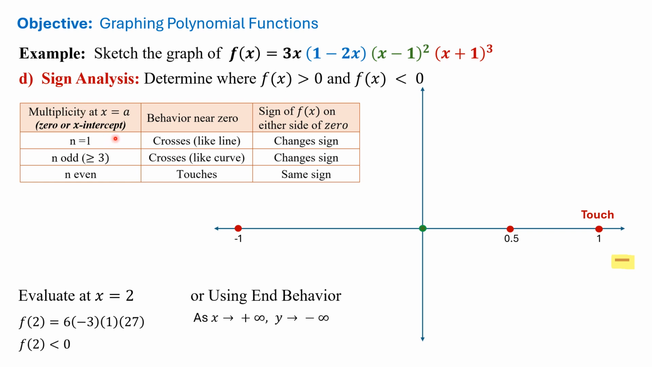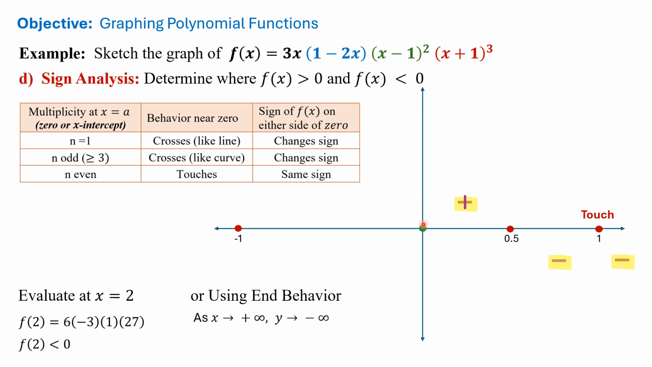But if the multiplicity is odd, since it crosses, then the sign changes. So the only even multiplicity is at 1, and the rest cross. So this is the only zero where the right side and the left side will be the same sign. So if this is minus, the left side is also a minus because it touches here. And since the rest of the zeros are odd multiplicity, meaning it crosses, the graph crosses in these three zeros. So since the right side is negative, on the left side the sign is positive.